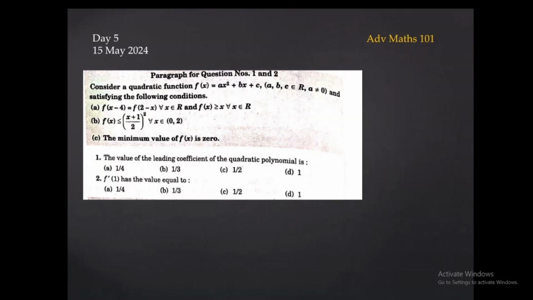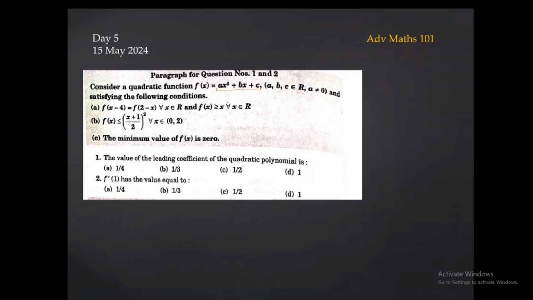Here we have two questions with us. It says, consider a quadratic function f of x, which is given; this is a general form of a quadratic equation, and it is given that a, b, c all belong to real numbers and a is not 0. Because if a is 0, then it will not be quadratic, right? So, satisfying the following conditions, we have three conditions.